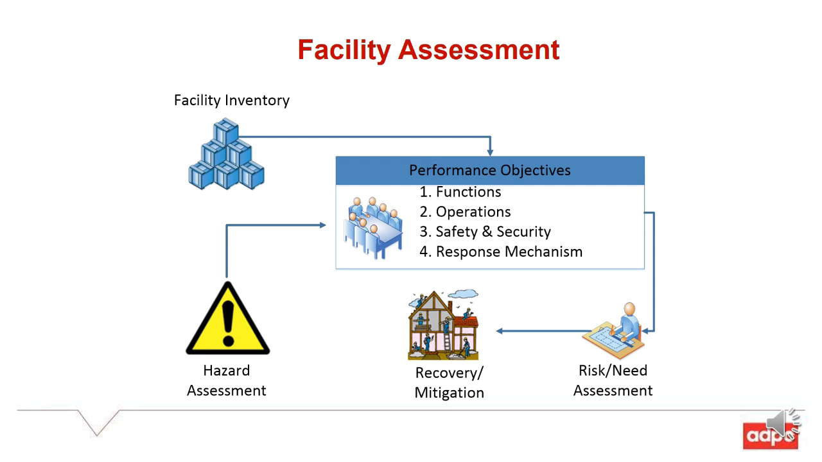Based on that, the performance has to be decided, like whether it would be required to be functional during a disaster. Think about an earthquake: major hospitals have to be functional during an earthquake. So the performance of that facility should be functional, whereas for others, operational, safety and security, and response mechanisms are completely lower down the performance of the building.